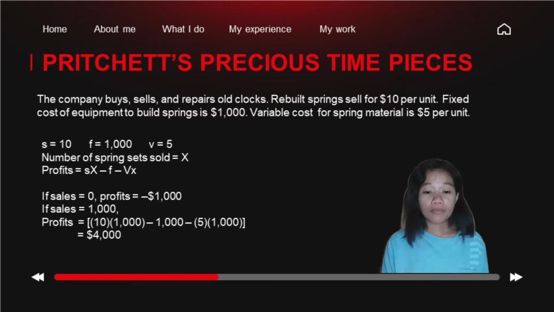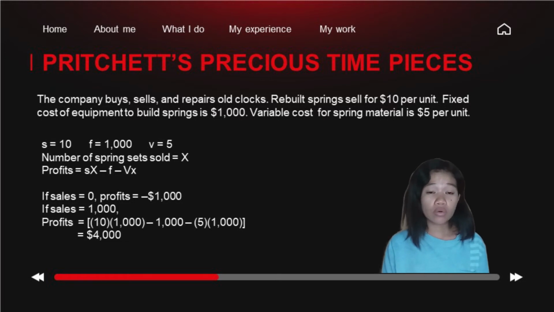In this problem we need to find the selling price per unit, the fixed cost, the variable cost per unit, and the number of units sold. The selling price per unit is equal to $10, the fixed cost is equal to $1,000, and the variable cost per unit is equal to $5. The number of spring sets sold is still unknown. It's still X. Next is the formula: profit equals Sx minus F minus Vx.